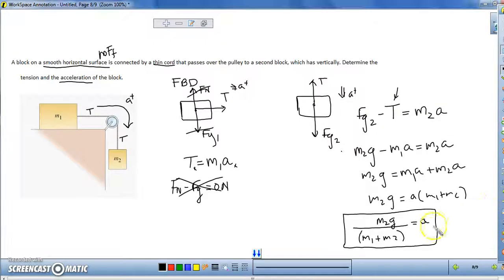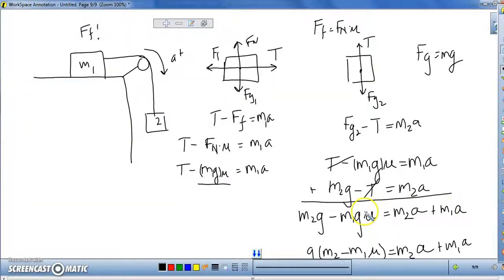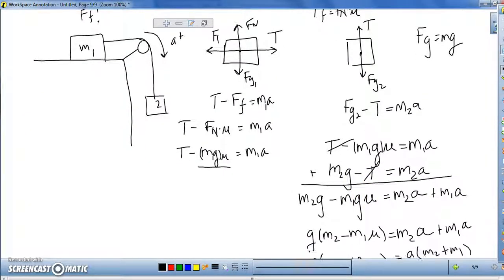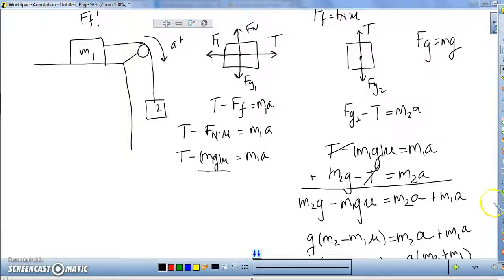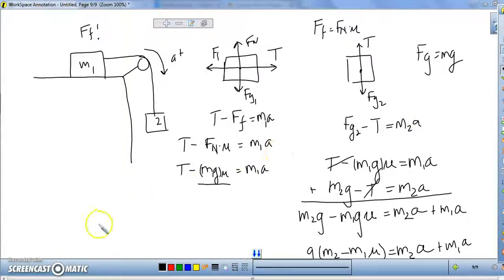Now if we compare, you can see that we have M2, the full value, over the sum of the two. But when you have friction, you can see that some of M2 is taken away by friction. So as you might imagine, it's a slower acceleration, which is perfect. That's exactly what we wanted. So anyway, that's the end of this systems segment of our Newton's applications.